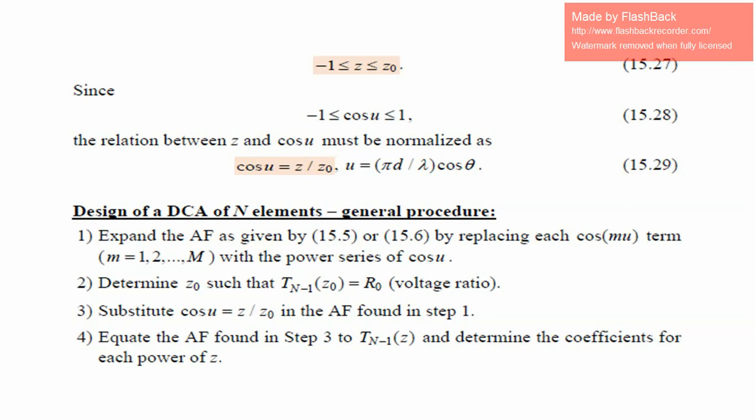For the expansion of the array factor given in equations 15.5 and 15.6, replace each cos mu term, with m varying from 1 up to M. Then, to determine the value of z0, find the voltage ratio. Then find the value of cos u in the array factor found in step 1, and finally equate the array factor found in step 3 to T(m minus 1) of z and determine the coefficient of each power of z.